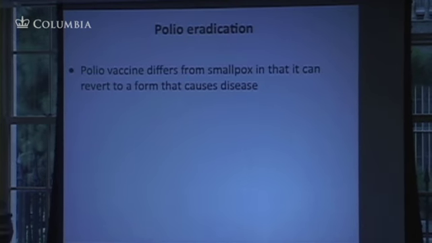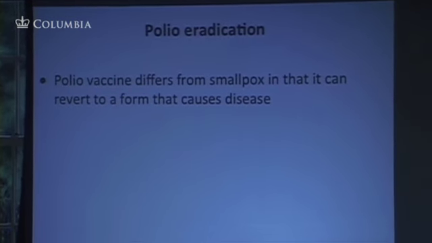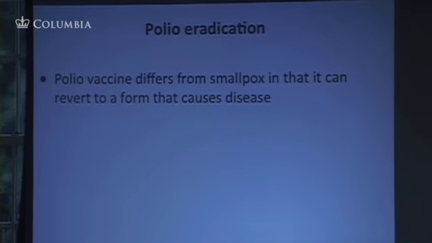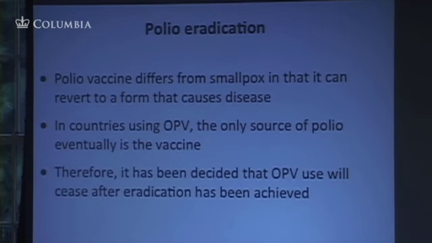So polio vaccine, I think you will recognize, is very different from smallpox because the polio vaccine can revert to cause the disease it's meant to prevent. Smallpox doesn't do that. Smallpox vaccine is very different from smallpox virus. It doesn't revert to cause smallpox. So when we use OPV to eradicate, which is what we're doing now, the only source of polio is the vaccine once you get rid of wild virus like we did in the US after 1979. And that's why WHO in 1988 said we're going to stop immunizing at some point when we eradicate polio because we don't want to have vaccine-associated polio.